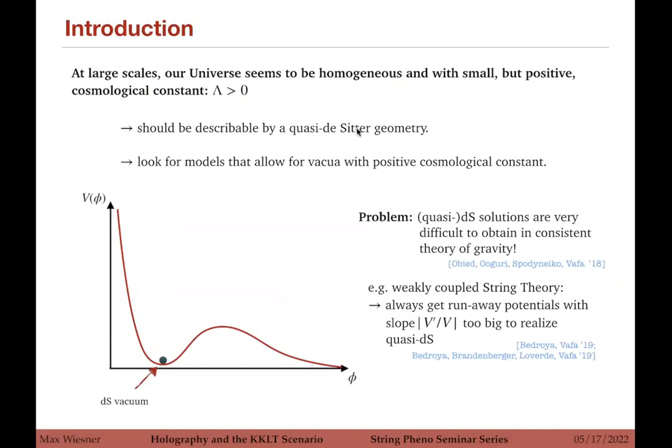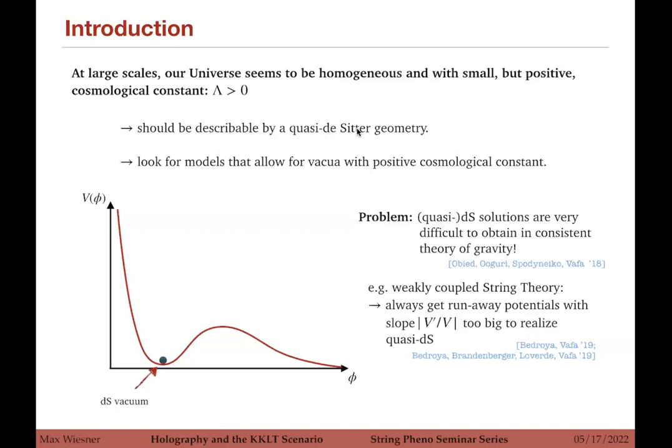I think we can agree that at large scales, observations suggest that our universe seems to be homogeneous, with a small but positive cosmological constant, which at least seems to be constant over a long time. So the late-time universe in which we're living should be describable by a quasi-de Sitter geometry. And so it is, I think, for theoretical physics in general a very important task to look for models or theories that can actually accommodate such quasi-de Sitter geometry and look for vacua with positive cosmological constant. I think for those who attended yesterday's swampland seminar, the poll suggested that this is also one of the important problems we have in the swampland program or in string theory that we should address in the next years.